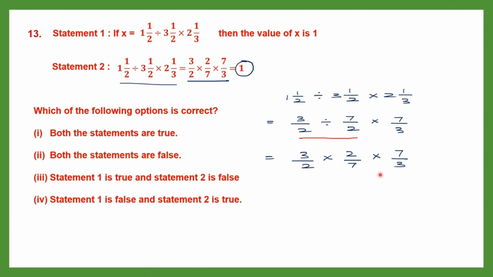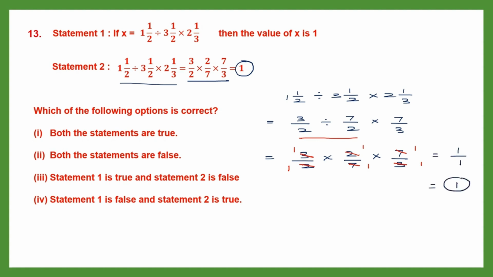So here let's work out and see. We can cancel in multiplication. So here I can cancel this 3 and this 3. 3 ones are 3, 3 ones are 3. I can cancel the 2s. 2 ones are 2, 2 ones are 2. I can cancel the 7. 7 ones are 7, 7 ones are 7. So what do I have finally? I have only 1 in the numerator and 1 in the denominator. 1 by 1 is equal to 1.